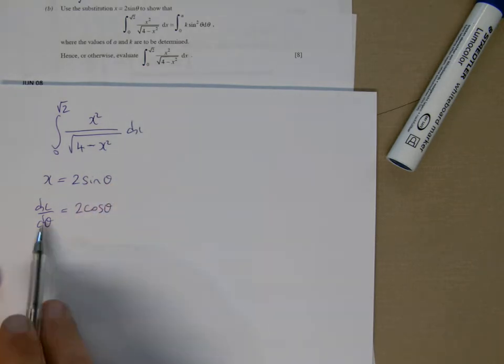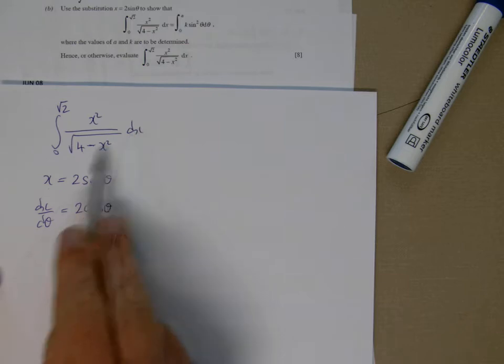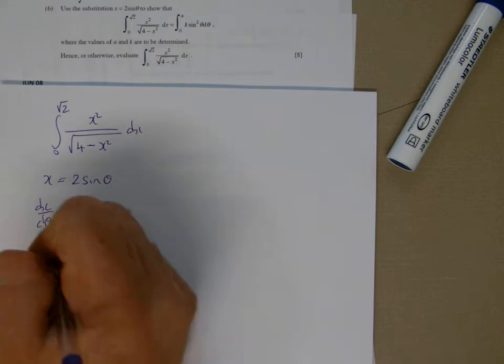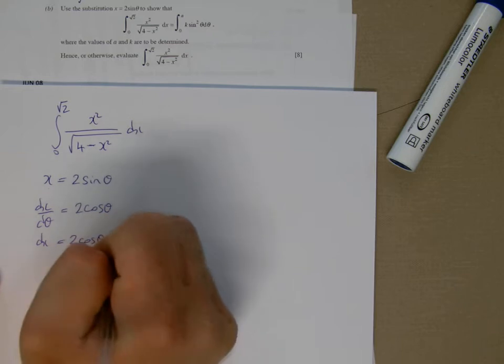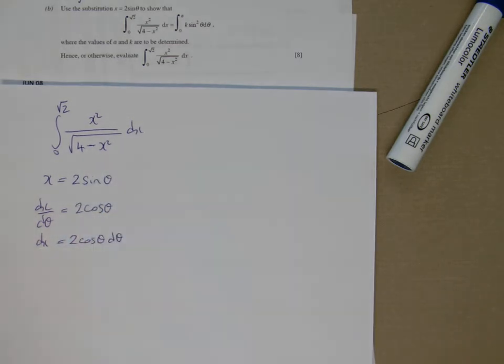Then what I can do to get dx, because I want to replace dx, is take the d theta up there, and I've got my dx. Taking it up there, as simple as that, we're done. Now we need to change the limits as well.